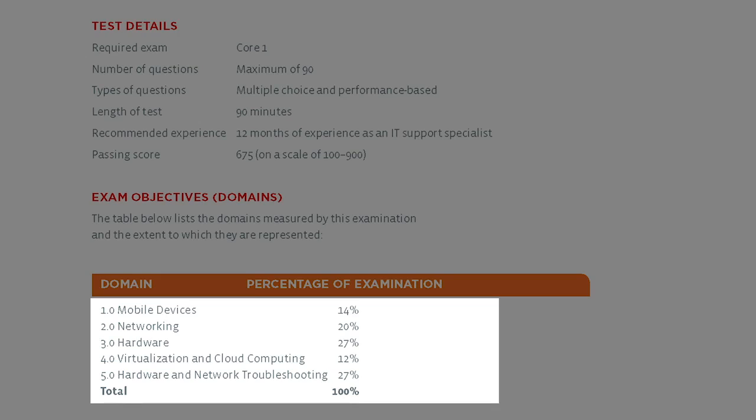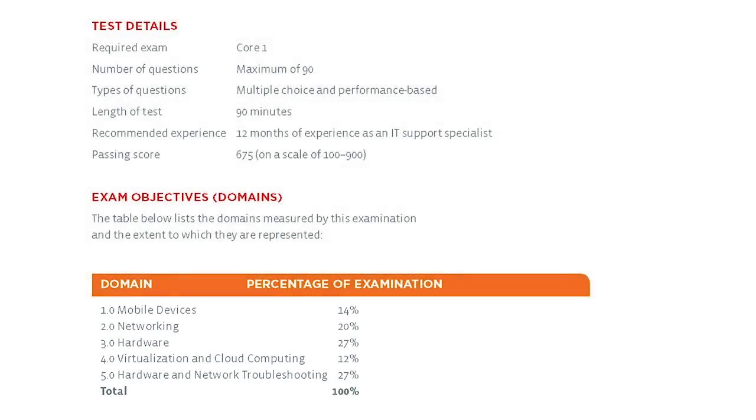All right. All CompTIA exams are broken down into domains. The domains are the level 1 objectives that give you an idea of the big areas that they're going to be covering. They also give you percentages. So let's check all this out. So domain 1.0 is mobile devices. That's 14%. Domain 2.0 is networking at 20%. 3.0 is hardware at 27%. Virtualization and cloud computing 12%. And hardware and network troubleshooting 27%.